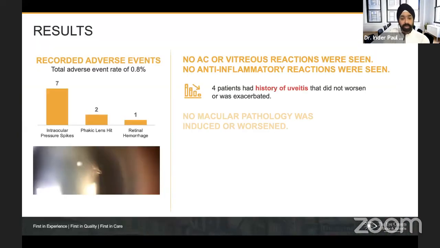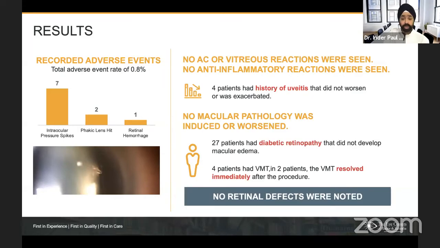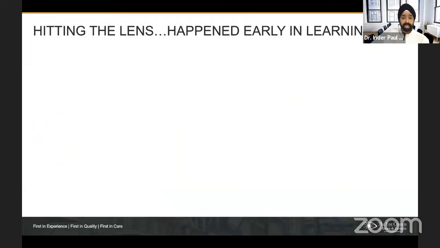But I just want to show you my total adverse events. We did a study here we presented a couple of years ago. Over 1,100 patients, we found that we had no exacerbation of inflammation, no exacerbation of macular edema in diabetic patients. We had, again, pressure spikes, a total of 7 out of the 1,200 patients. And I'm going to show you the retina that I hit here and the lenses.